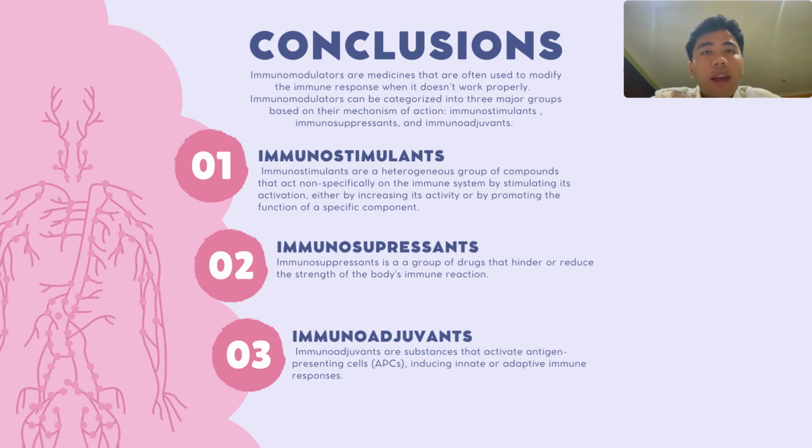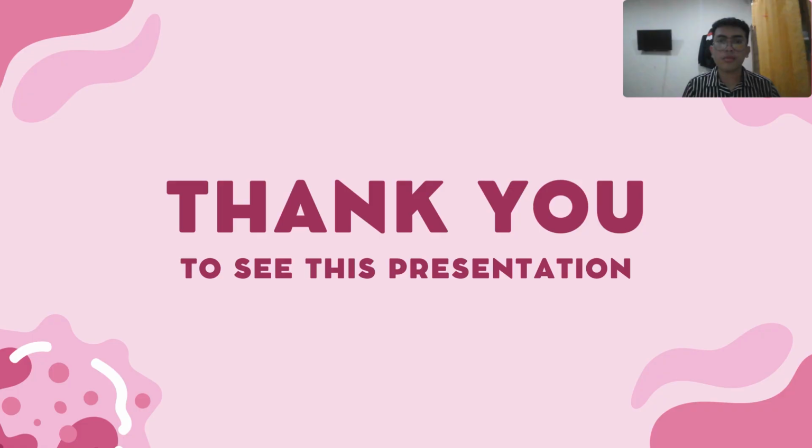Immunostimulants are a group of compounds that act non-specifically on the immune system by stimulating its activation, either by increasing its activity or by promoting the functions of a specific component. The second one is immunosuppressants. Immunosuppressants are a group of drugs that hinder or reduce the strength of the body's immune response. The third or last one is immunoadjuvants. Immunoadjuvants are substances that activate antigen presenting cells or APCs, inducing innate or adaptive immune response. That's all for me. Thank you.